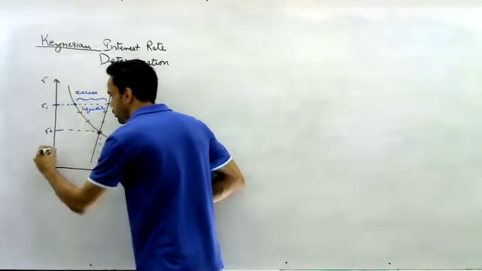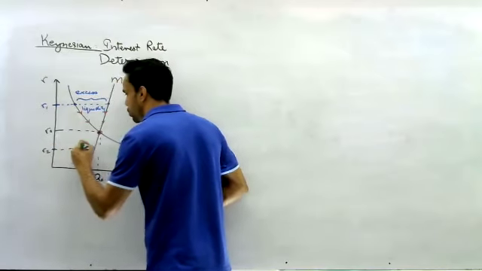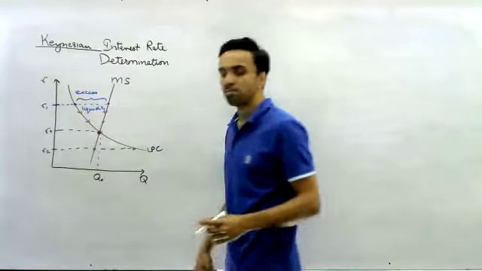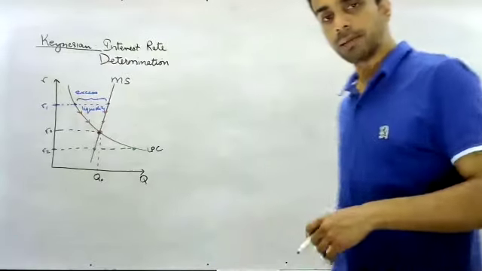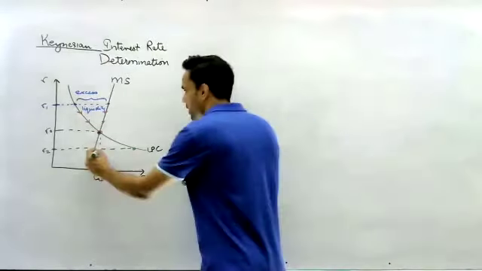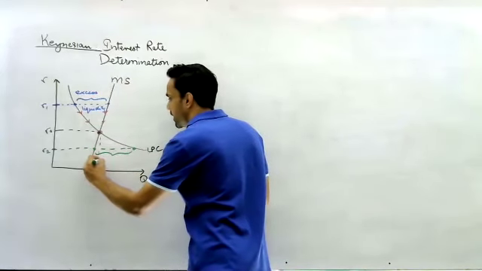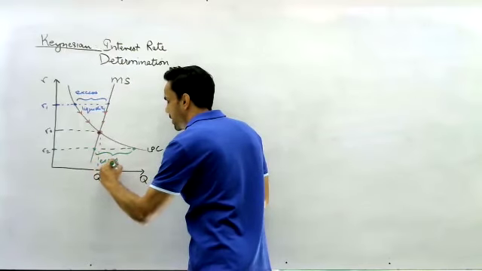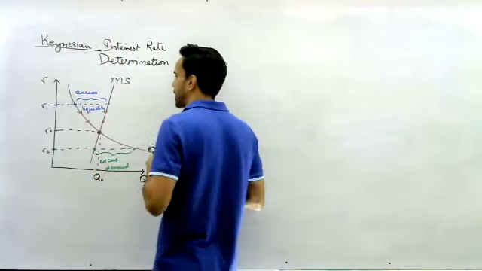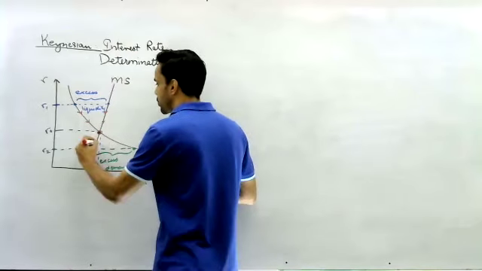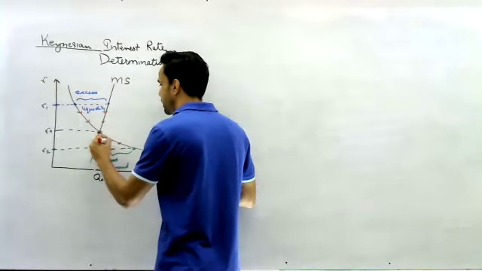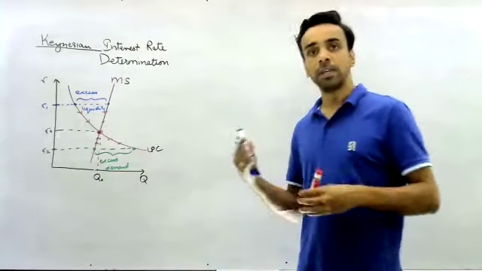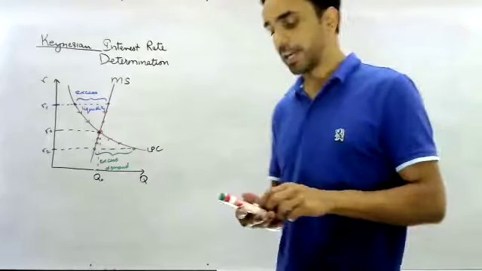However, if the interest rate is, let's say, at R2, then the demand for money is much more than the supply for money. And what this represents is, यहाँ से लेके यहाँ तक, that there is an excess demand for money in the economy. And that will probably cause the interest rate to start rising until the equilibrium is achieved. That's how the interest rate market के अंदर set होता है.